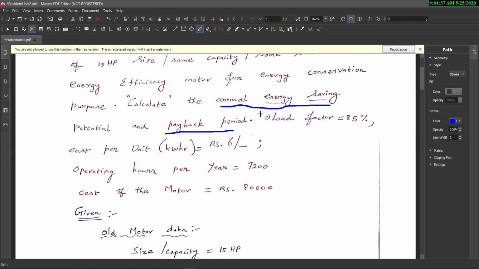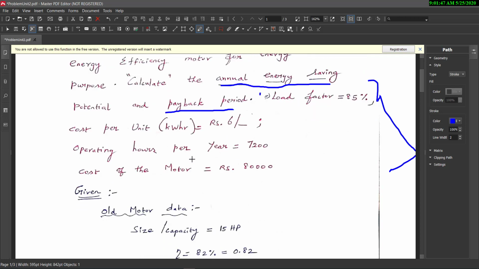These are some given data: load factor is 85% and cost per unit is 6 rupees. Operating hours per year is equal to 7,200. Cost of the motor is equal to rupees 80,000.